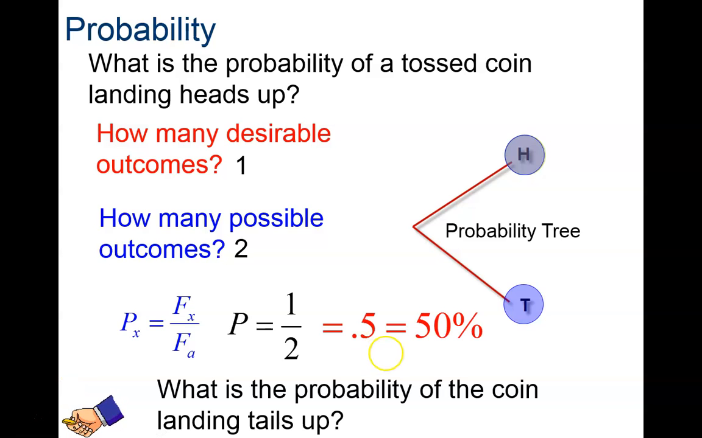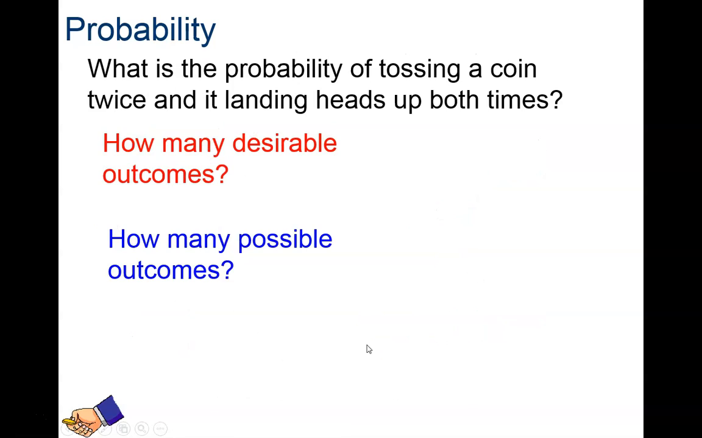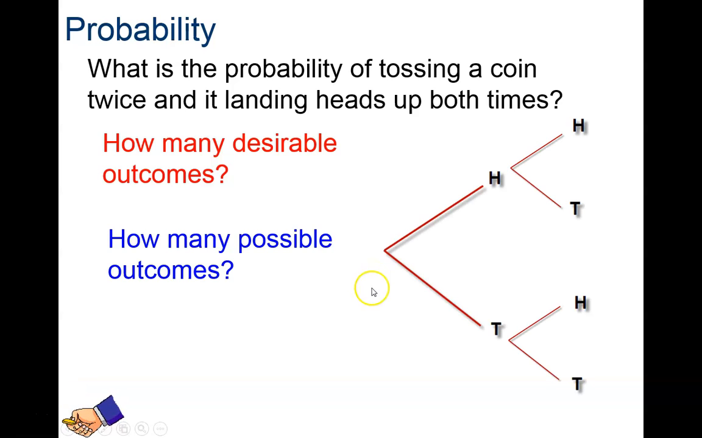Okay. What is the probability of the coin landing tails up? Well, that's the other possibility, and it has to add up to 1, so it's 0.5 as well. Okay. What is the probability of tossing a coin twice and having it land on heads both times? How many desirable outcomes are there, and how many possible outcomes are there?